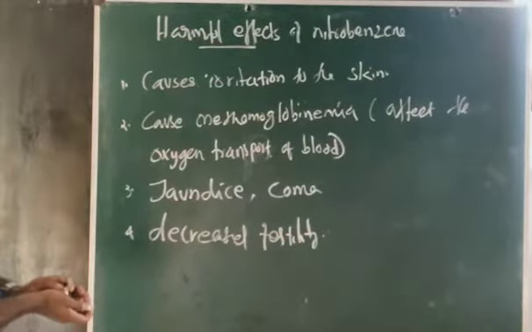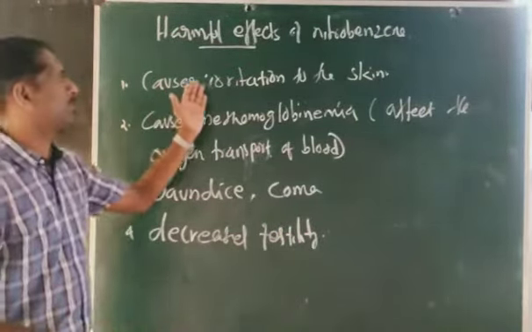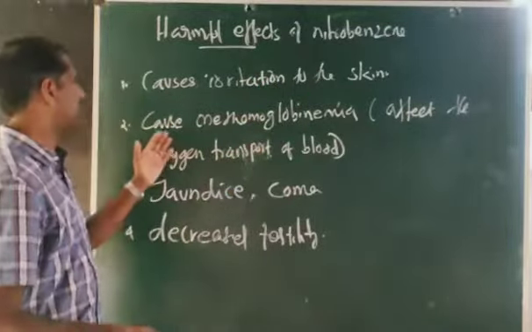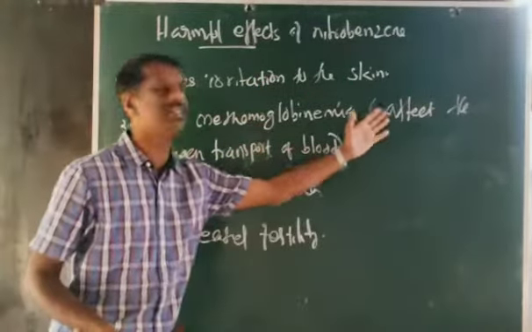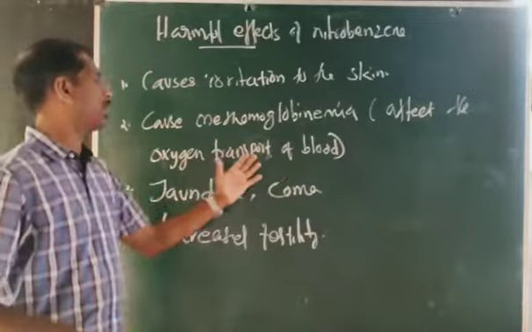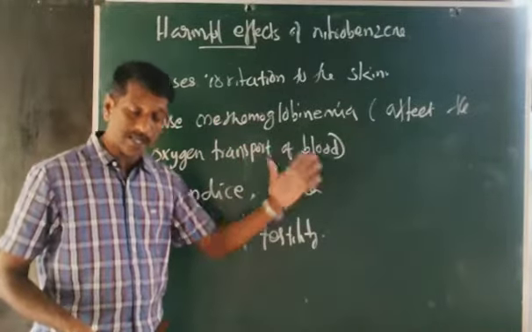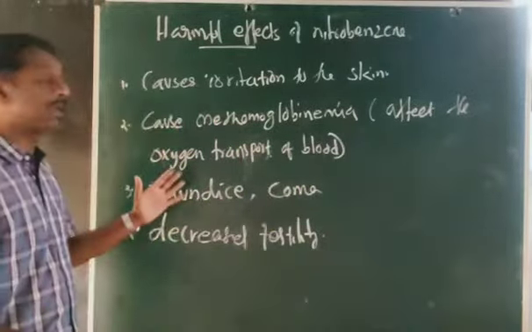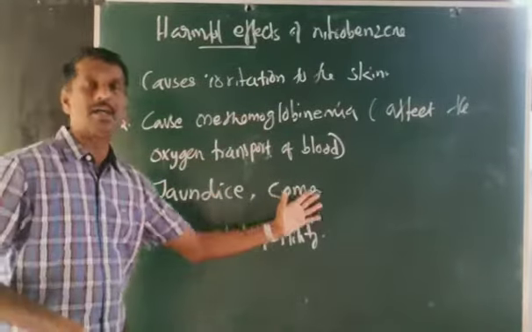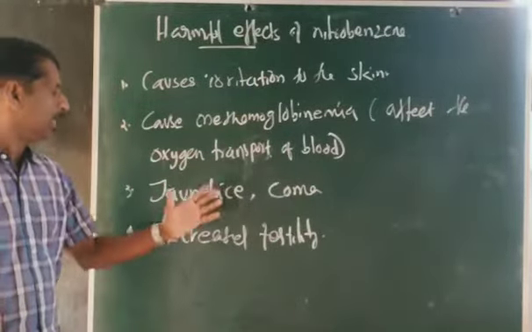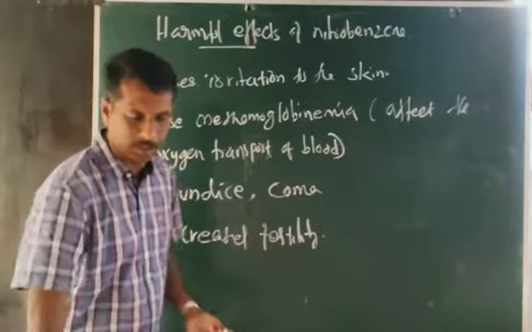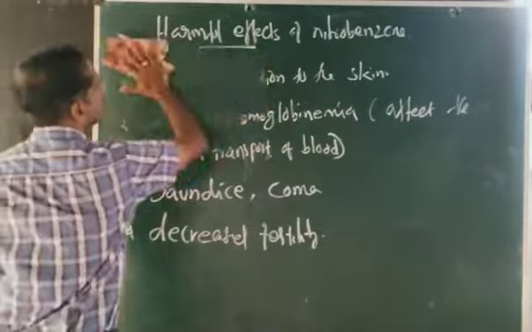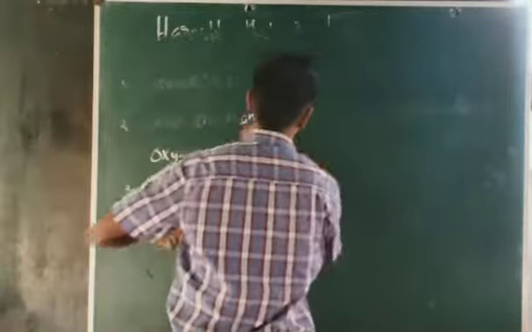These are the harmful effects of nitrobenzene. First one is it causes irritation to our skin. Second one, it causes methemoglobinemia, which means it will affect the oxygen transport by blood. And third one, it may cause jaundice, coma, etc. And it may decrease the fertility of human beings. Okay, so these are the harmful effects of nitrobenzene.